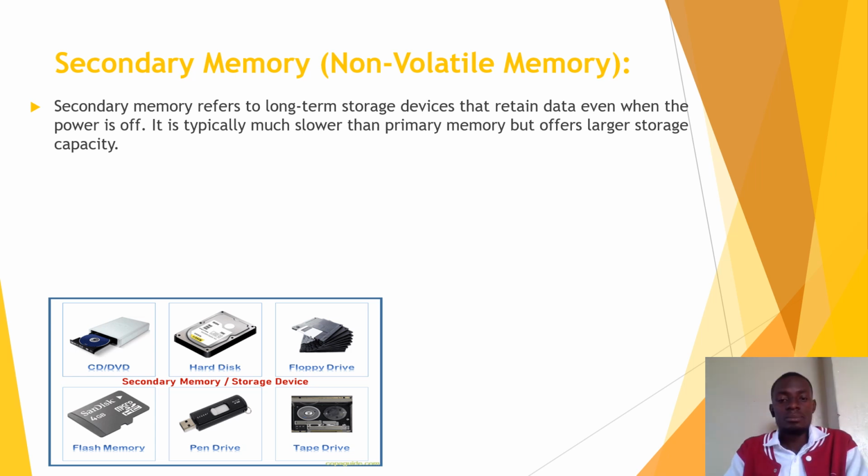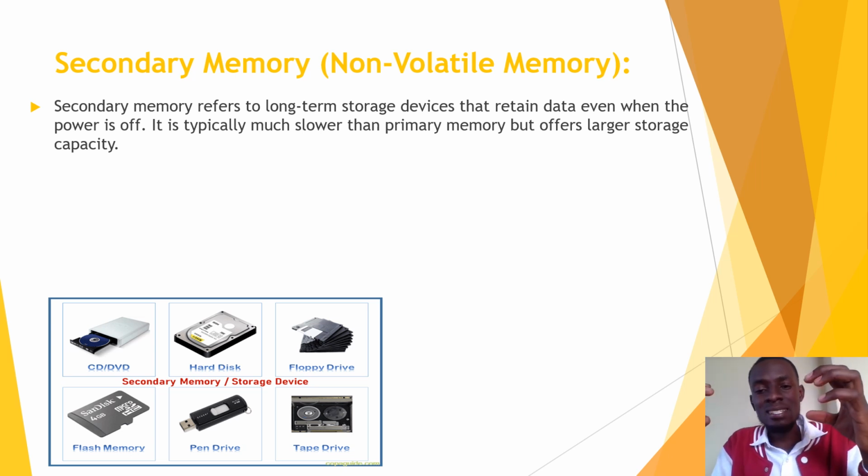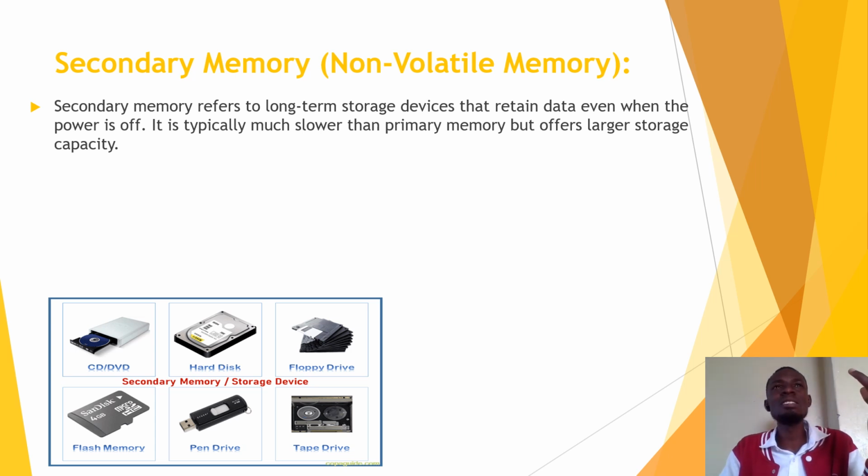For this secondary memory, it stores the information even when the power is off, even when the computer goes off, the information is not lost, and it offers larger storage capacity. This is due to the fact that it is you, the user, who knows what capacity you need for your work, and they do vary, starting from 1 GB, 2 GB, 3 GB, 64 GB, to mention but a few.